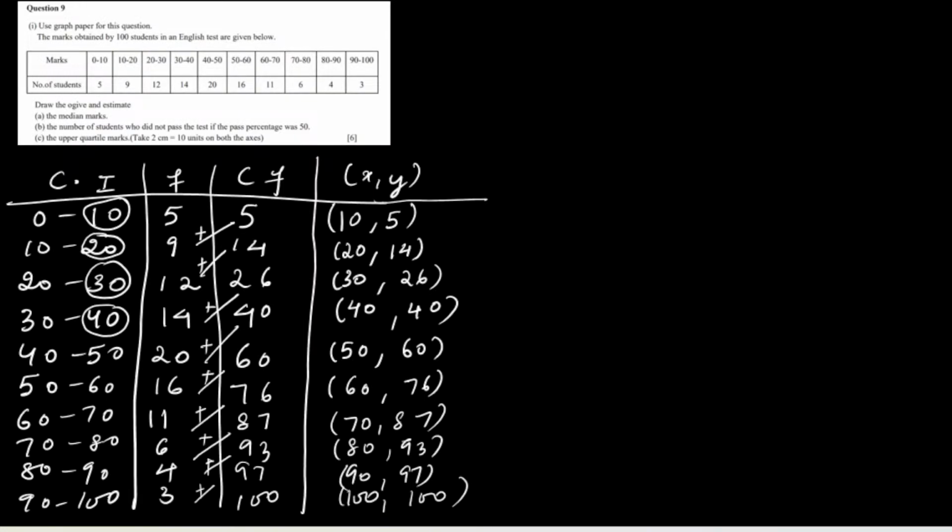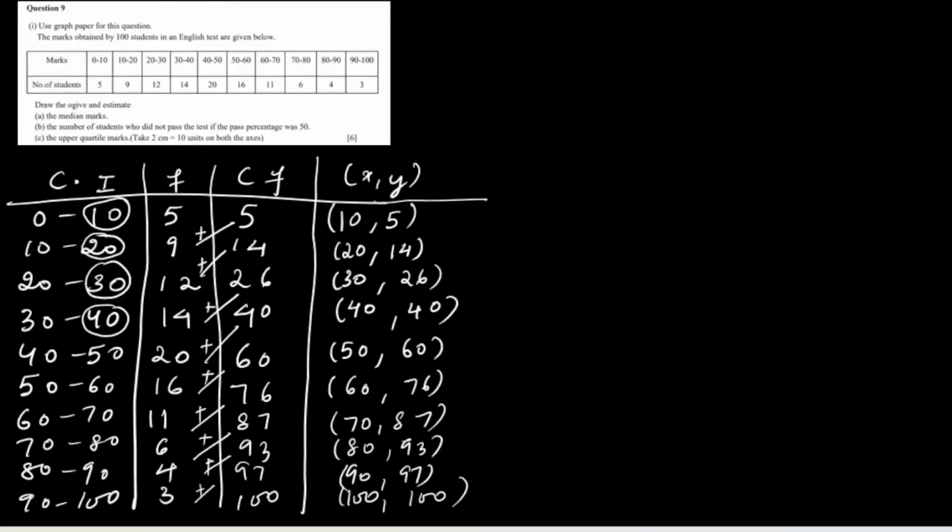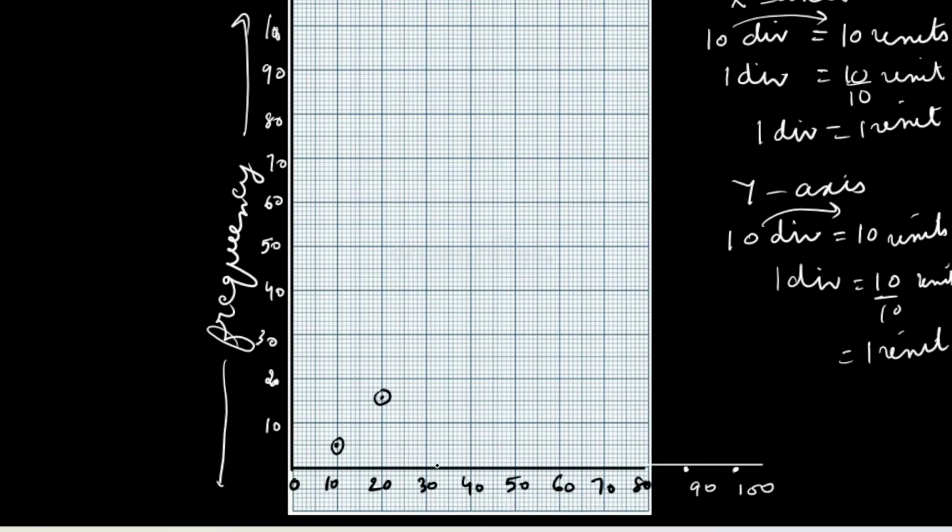The next one is 20 comma 14. So on 20 I have to go straight up till 14. 14 is 1 unit above 15, because one box is 1 unit, easily we can locate. So here I have plotted 20. You have to write down the points as well, but here, because of less space, I am not writing. Then 30 comma 26, 30 and 26. So 30, 26 will be somewhere here, just 1 unit above 25.